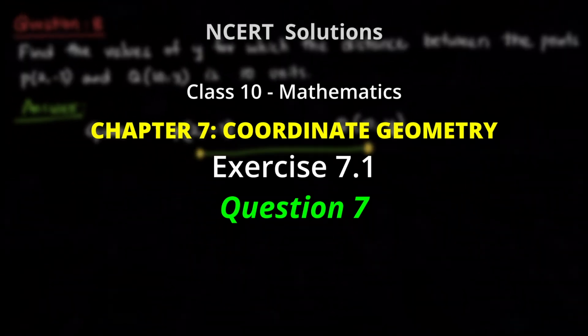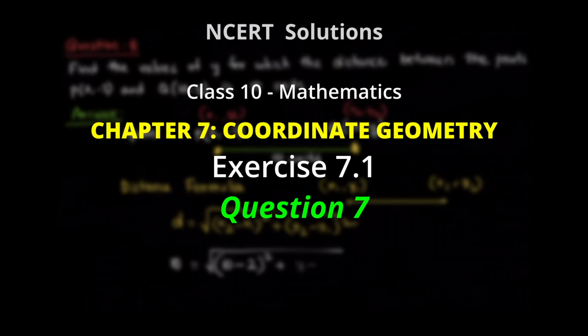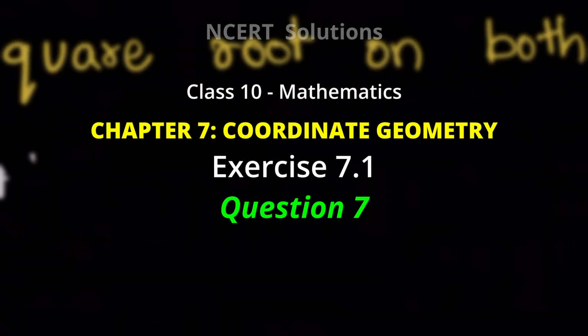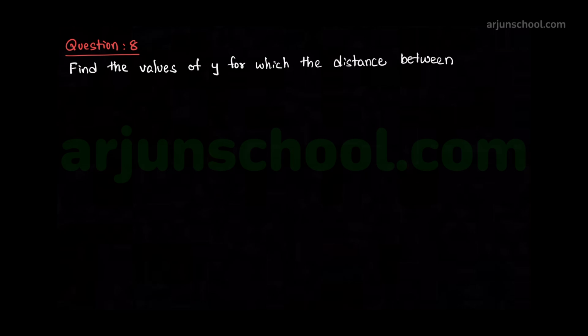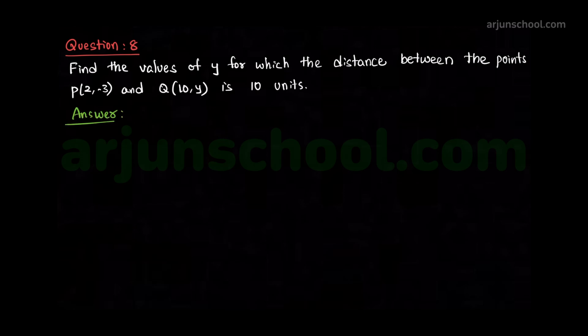NCERT Solutions, Class 10, Maths, Chapter 7, Exercise 7.1, Question 8. Find the values of y for which the distance between the points P(2, -3) and Q(10, y) is 10 units. Answer. We are given 2 points P(2, -3) and Q(10, y), and the distance between these 2 points PQ is equal to 10 units.